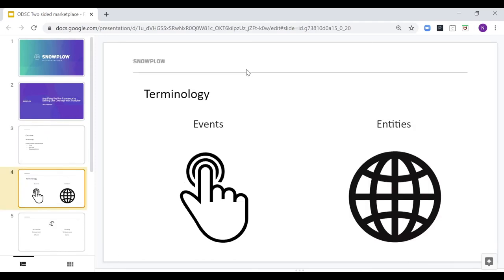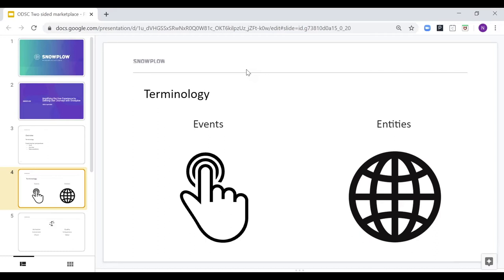So, terminology. In Snowplow, we use two terms that you don't really see anywhere else, or not as broadly as this. We talk about events and entities when we're tracking on a website. Events are actions, user actions. So it can be a click, it can be a page view, something that's actively done.